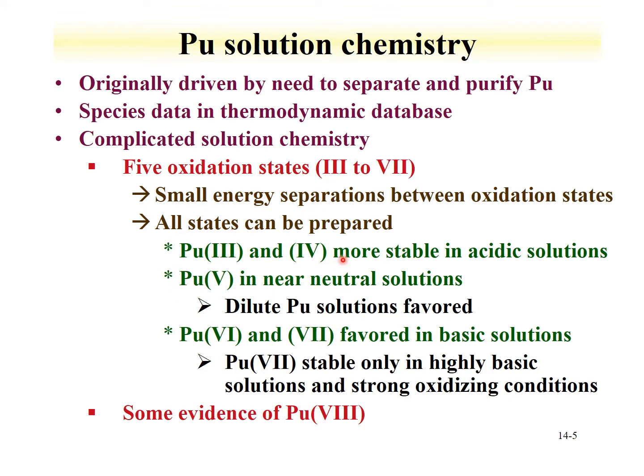The 3 and 4 tend to be more stable in acidic solutions. The 5 has prominent stability in neutral environments, and the 6 in more basic solutions. In the literature, there is some evidence of plutonium-8. However, experiments tend to disagree with each other, so there's no concrete evidence on the existence or chemical states of plutonium-8.